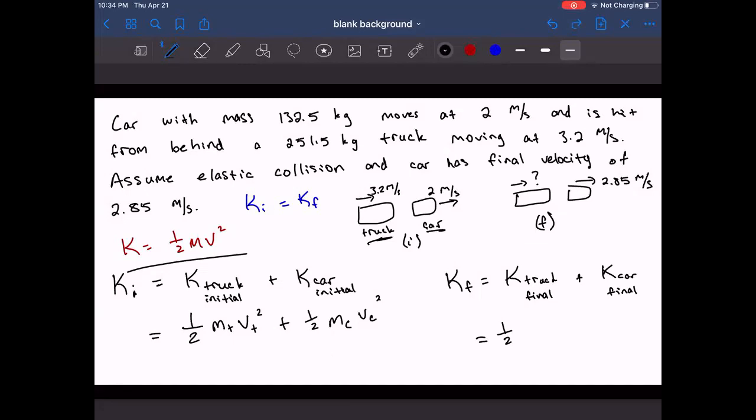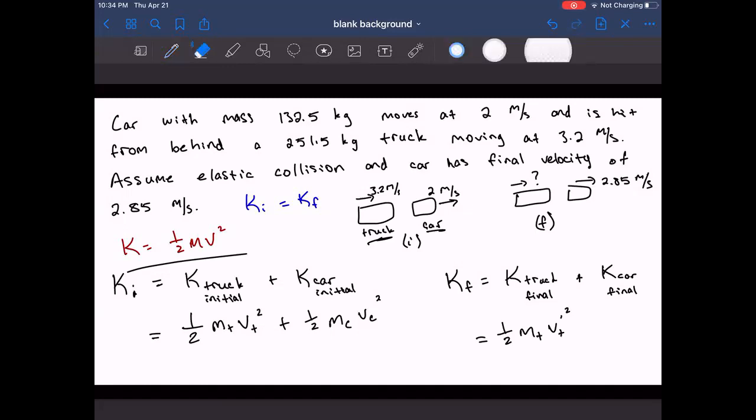I don't know. What's kinetic energy again? Oh yeah, 1/2 mv squared. So 1/2 m, mass of the truck. That's hence the T. I don't need a prime because it doesn't change, but I will use a prime here to denote final.